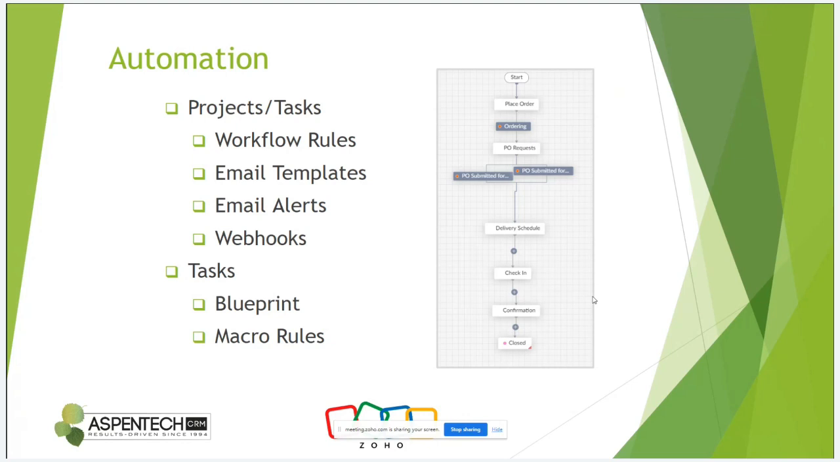Macro rules are very similar to workflow rules in that based on a trigger, an action can happen. The limitation is that the action is a field update only, and a macro rule needs to be triggered or executed manually.